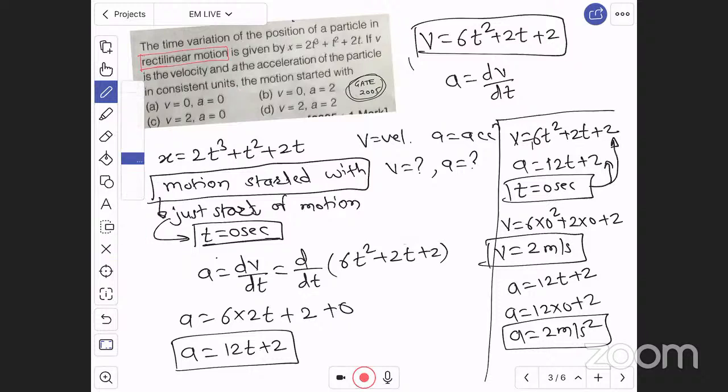Therefore can you say here option D is the correct choice? In this question option D will be the correct choice, right? Velocity is equal to 2 meter per second, acceleration is equal to 2 meter per second square. Note this down quickly.